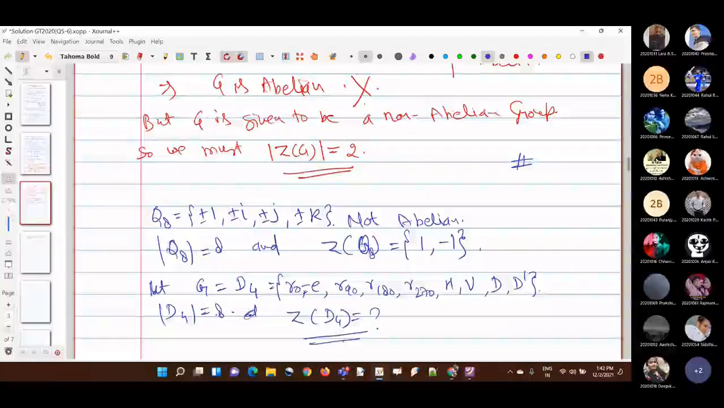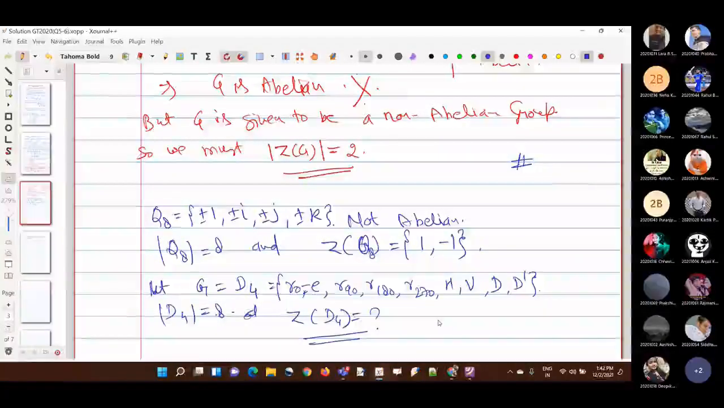So this is a question. This is an exercise for you. Find the center of D4. R0, the one identity. You see, the center is never empty, because at least one element, the identity element, is going to be there.